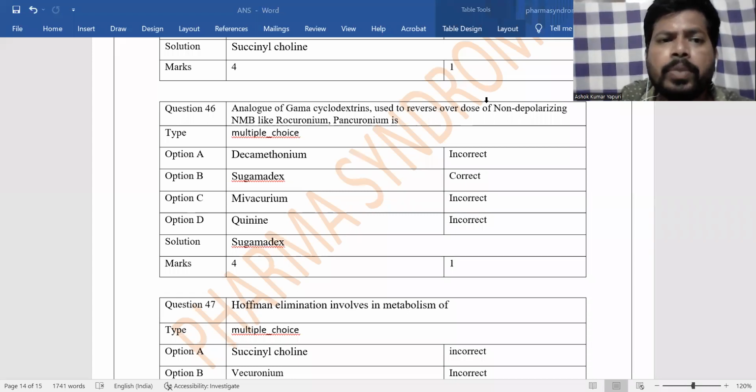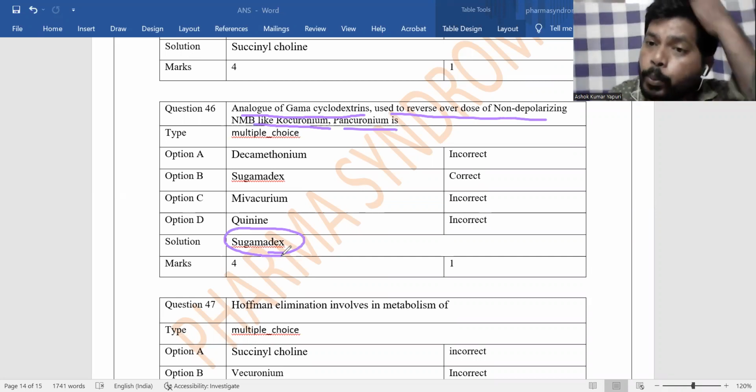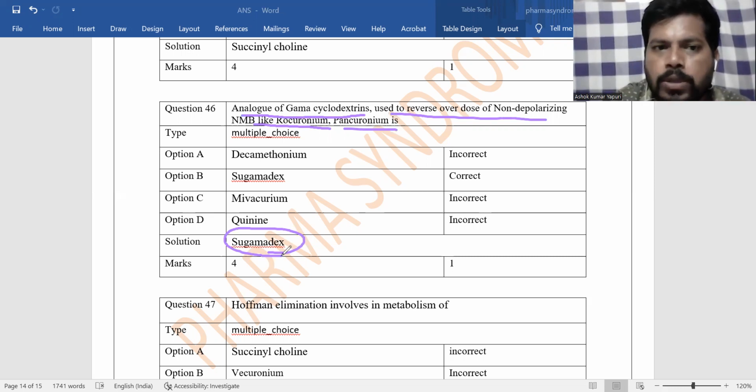Analog of gamma cyclodextrin used to reverse overdose of non-depolarizing neuromuscular blockers like rocuronium, pancuronium. And the answer is sugammadex. It is a cyclodextrin analog. It is used as an antidote for overdose of rocuronium, pancuronium, especially non-depolarizing or competitive neuromuscular blockers overdose.